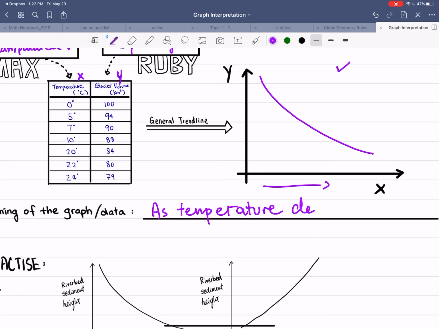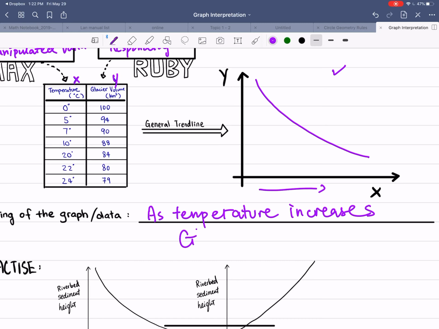So the meaning of the graph would be: as temperature increases, it's always as x increases, what does y do? As temperature increases, glacier volume decreases. So that's why the trend line decreases.